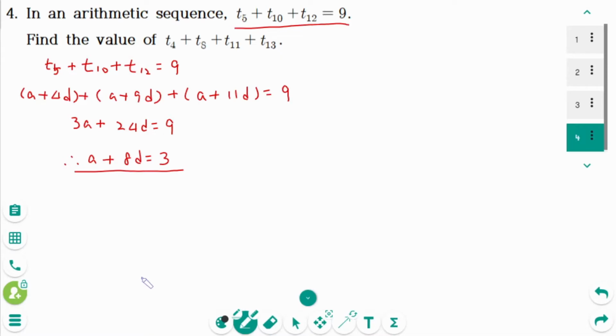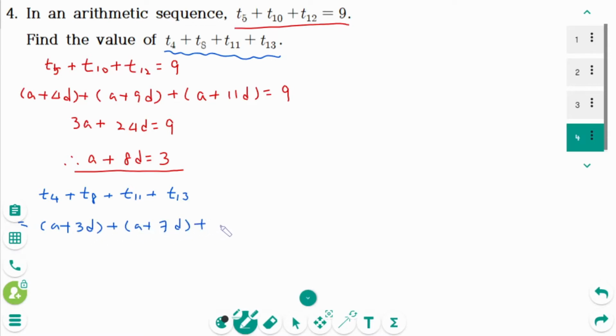Now, will you think again? There is only one equation, so it is impossible to find A and D. Shall we look at this one? T4 plus T8 plus T11 plus T13 is A plus 3D plus A plus 7D plus A plus 10D plus A plus 12D equals 4A plus 32D.